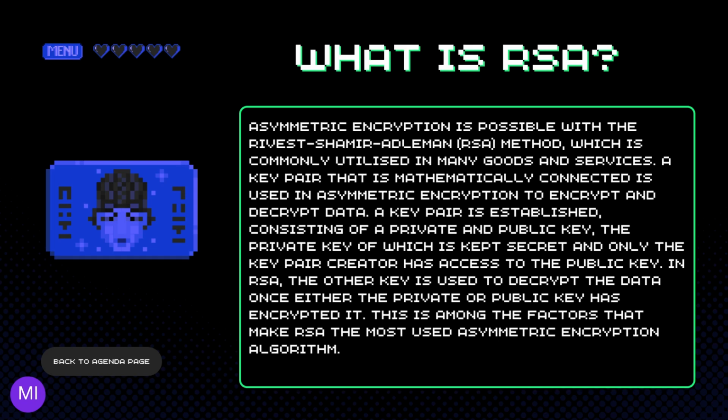So, what is RSA? RSA is the Rivest-Shamir-Adleman encryption algorithm. It is an asymmetric encryption algorithm that is widely used in many products and services. Asymmetric encryption uses a key pair that is mathematically linked to encrypt and decrypt data. A private and public key are created, with the public key being accessible to everyone and the private key being a secret known only by the creator of the key pair.